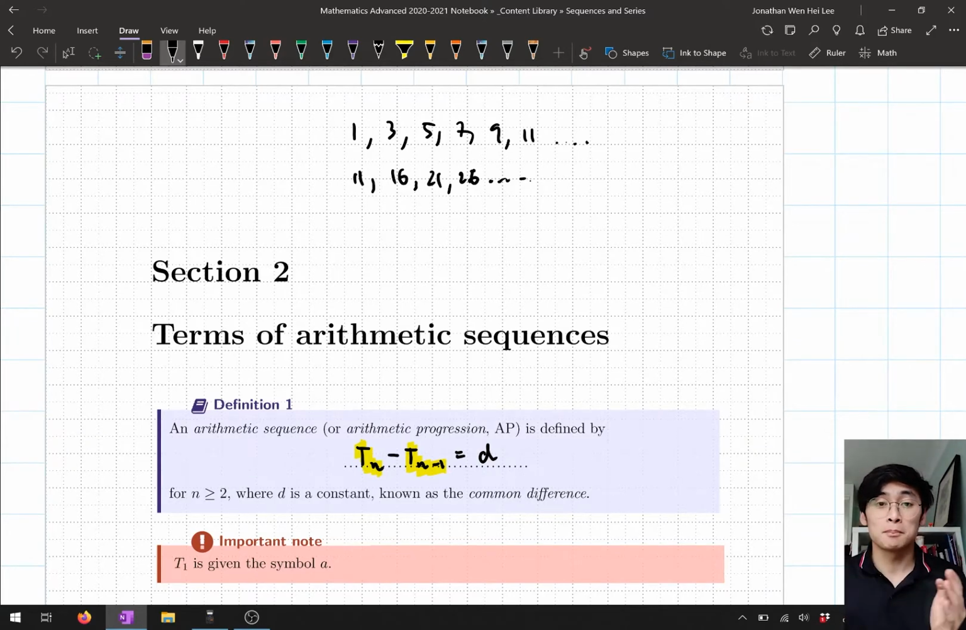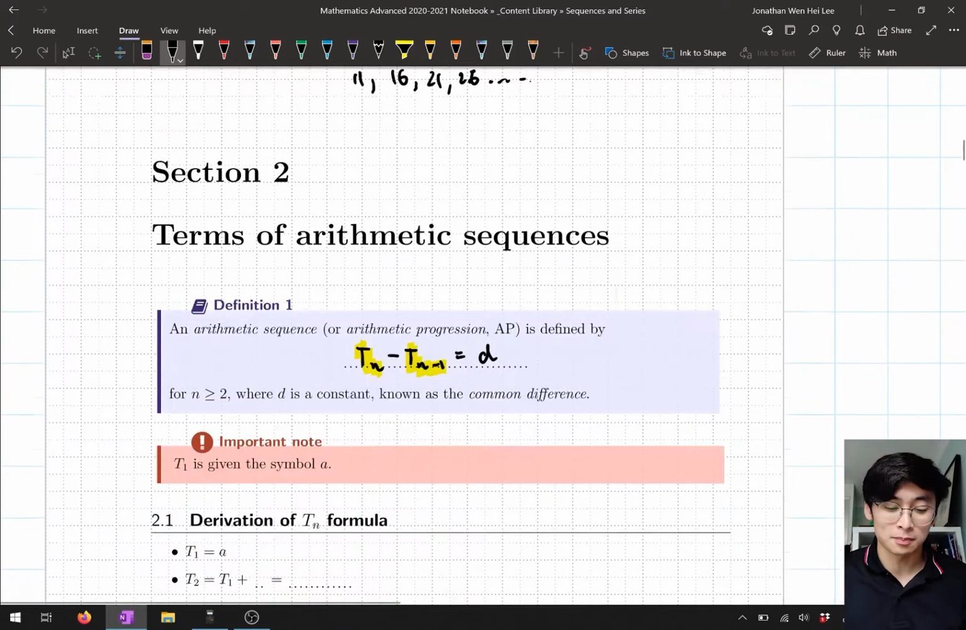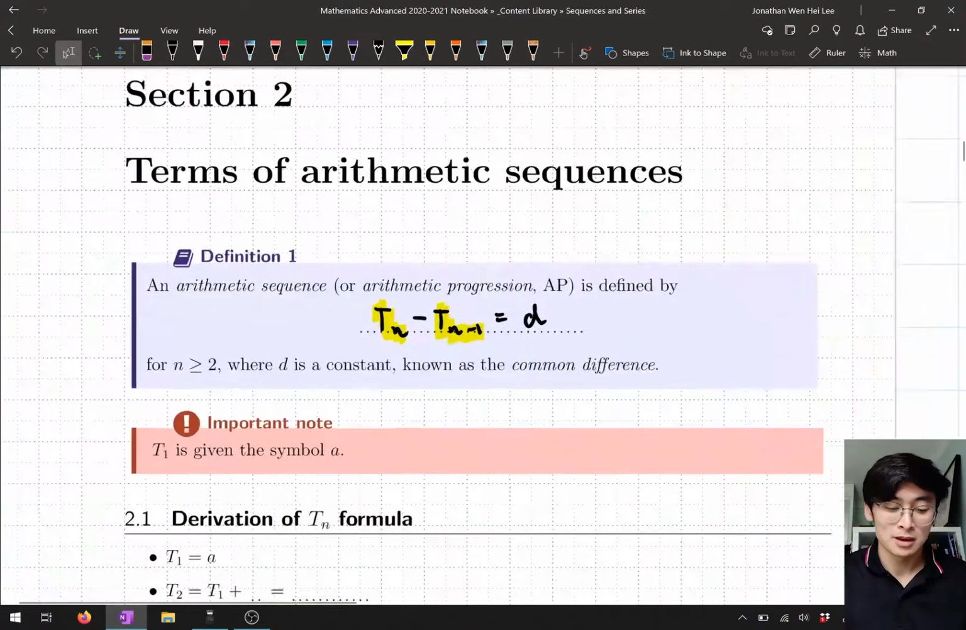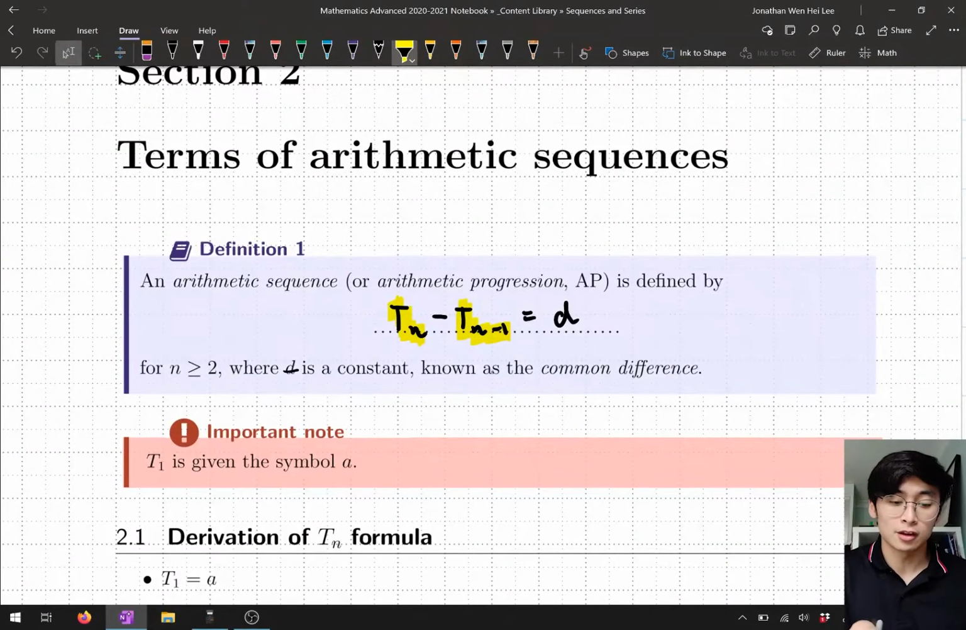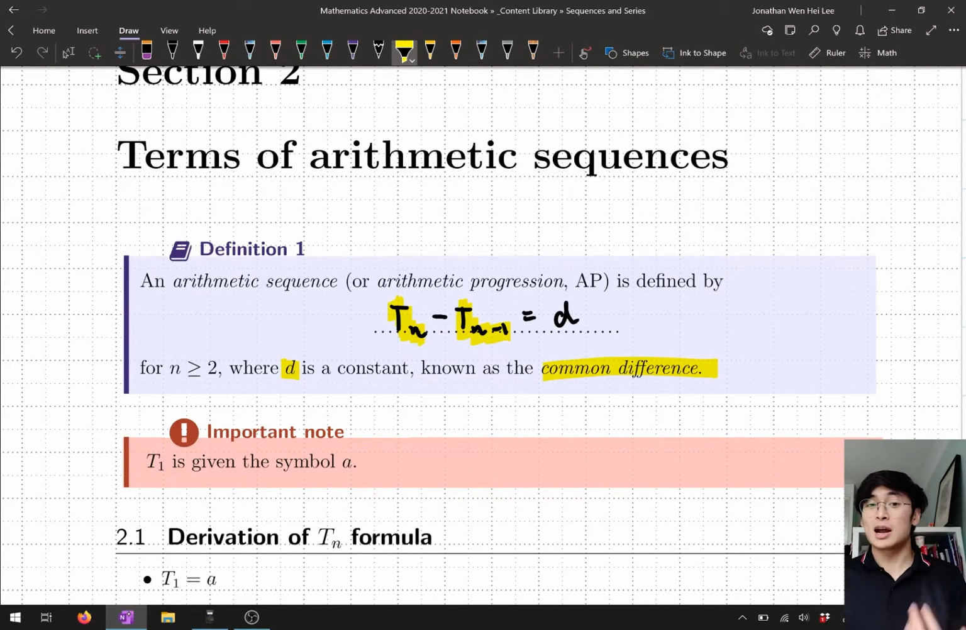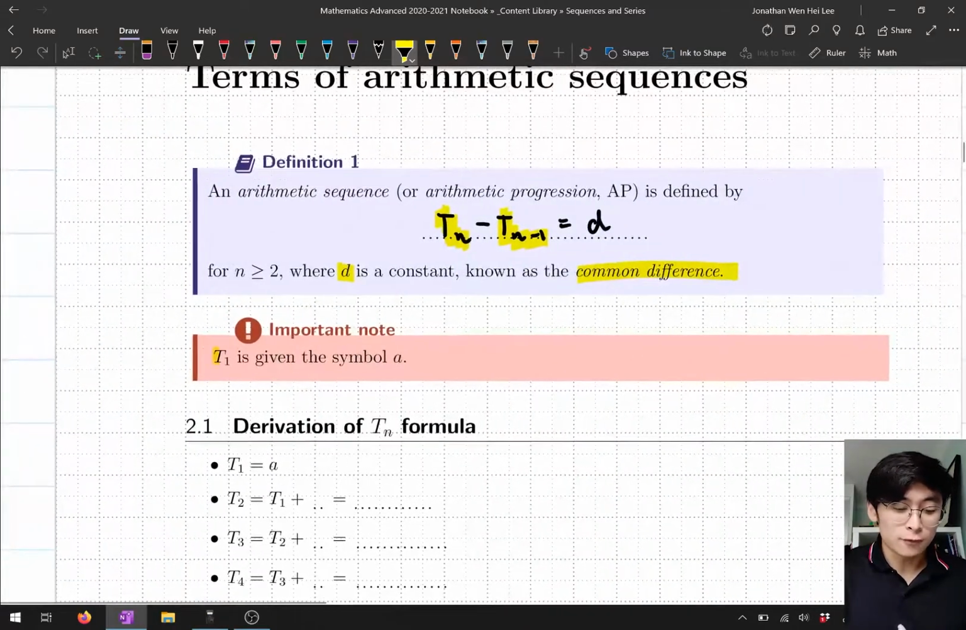So if I take any term in my sequence and I subtract it from the term before it, it gives me this common difference. So it goes up by the same amount each time. An arithmetic progression is just a sequence where it goes up by the same amount each time. Here, D is a constant value, so D doesn't change, and D is also called the common difference. Now with our arithmetic sequences, there's a bit of notation. We often call our first term, T1, A. That's just a bit of notation that we use generally.